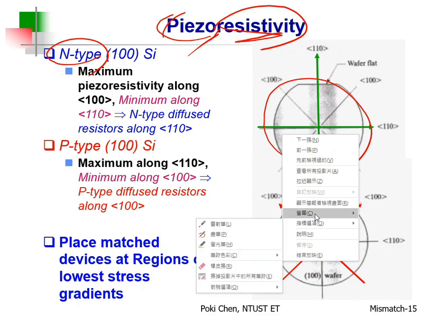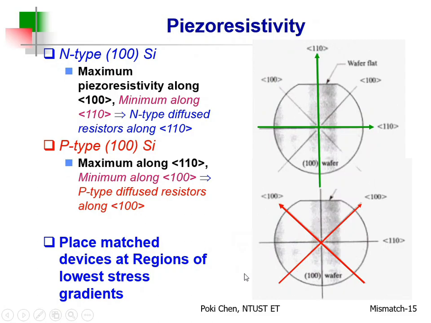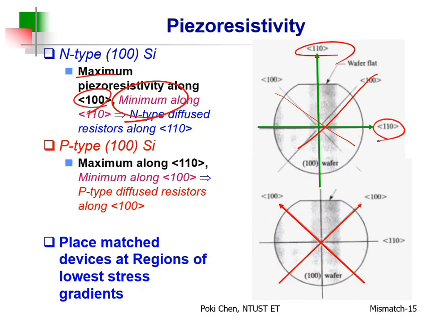Anyway, for N-type, it is maximum according to 100. That is maximum. And what is the minimum? According to 110. So it means what? For N-type, to reduce the sensitivity to stress, you had better do such kind of layout or that kind of layout. Alright? But how about P-type? Really sorry for that. Here or there will be better. Are you happy? Oh, that is too troublesome.